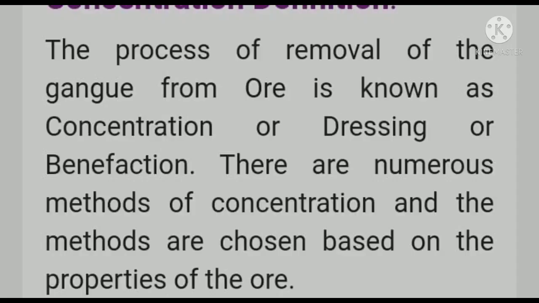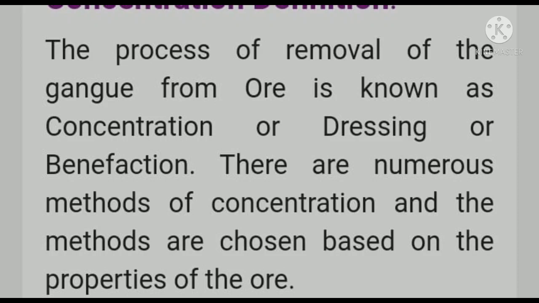So, after the mining process, what is mining? The process of extracting the ore from the earth's crust. After extracting the ore, next we will do pulverization, that is crushing of the ore into small pieces. After that we have to separate the impurities from the crushed ore. That is called concentration of ore, that is the removal of impurities from the ore.